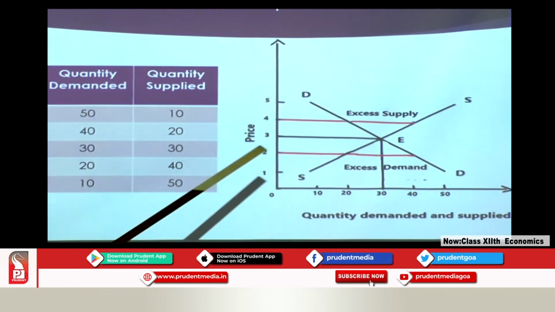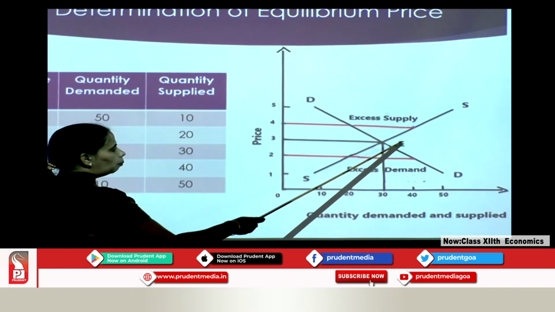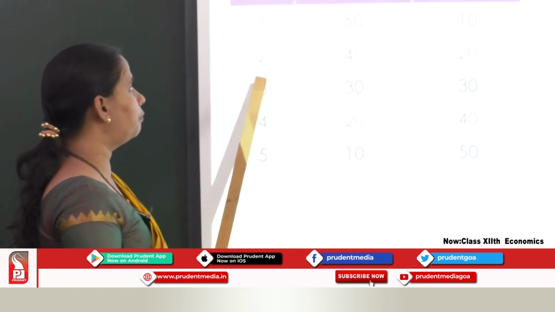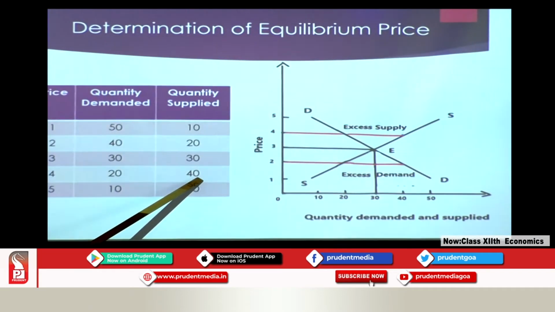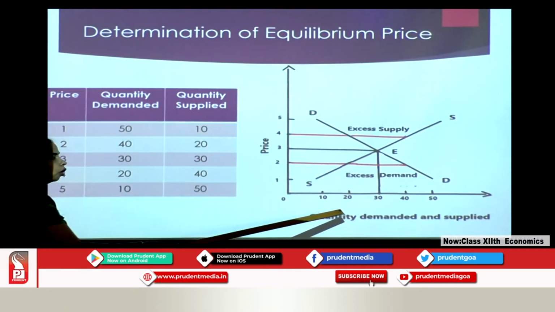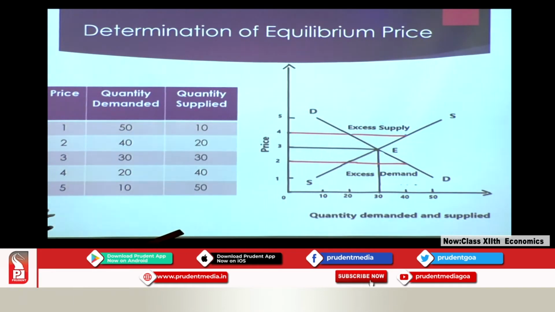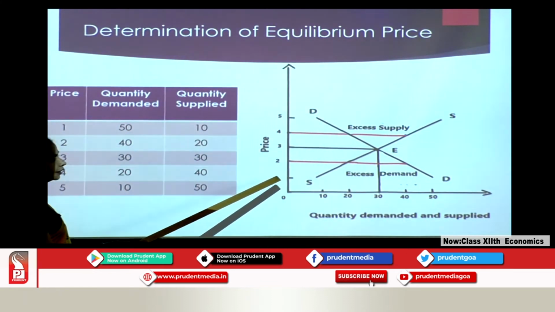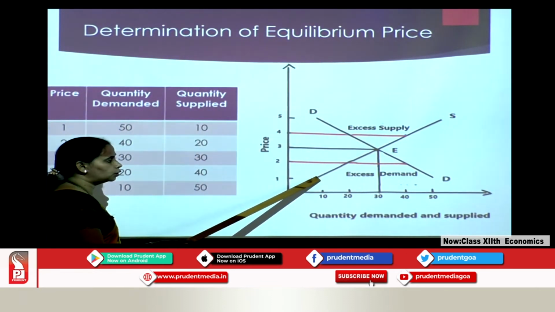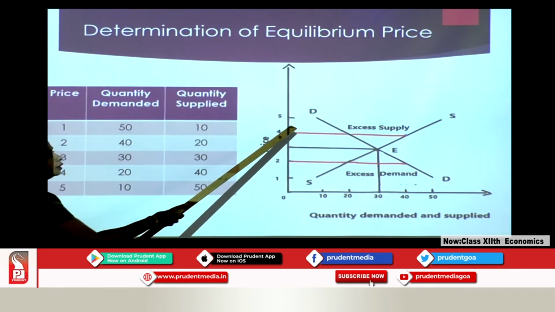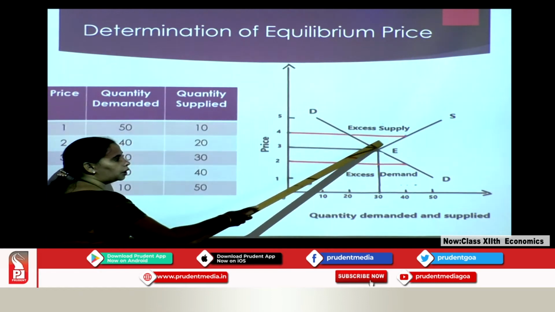Similarly, we draw the supply curve, which is given by SS. Here we take the help of the first and the third column, that is we are plotting the price on the y axis and the quantity supplied on the x axis. For instance, at price 1, the quantity supplied is 10. So the first point will be taken here. This is the way we are plotting the demand curve and the supply curve.